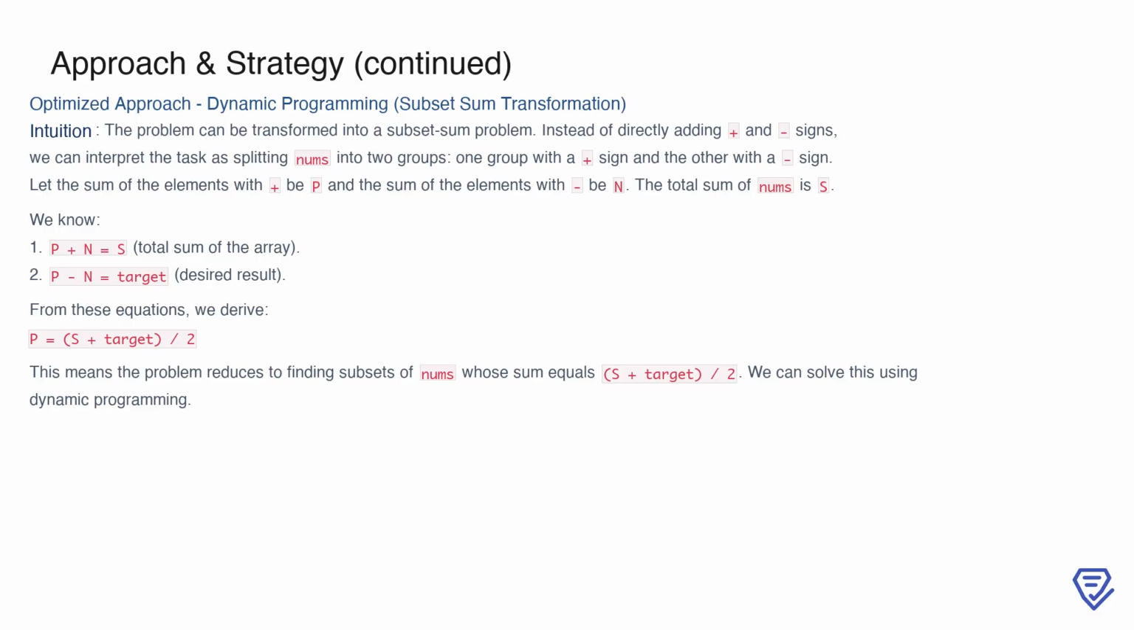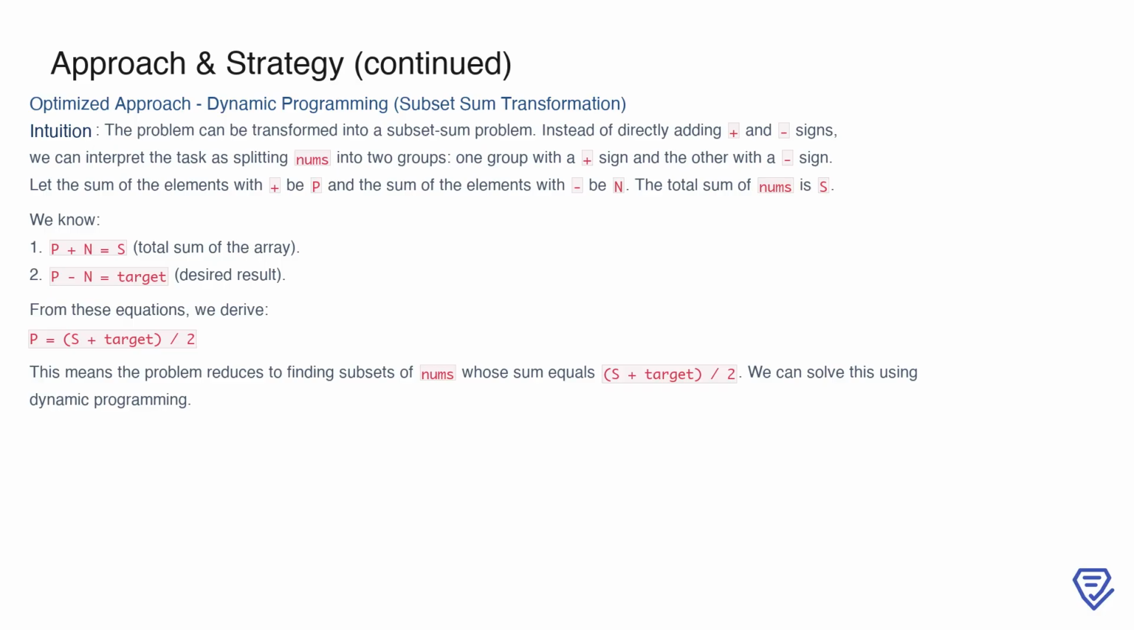Here's the intuition: instead of explicitly adding or subtracting signs, we can think of splitting the array into two groups, one group with a positive sign and the other with a negative sign. Let's call the sum of the positive group P and the sum of the negative group N. The total sum of all elements in the array, S, satisfies the equation P + N = S. Additionally, since we want the difference between P and N to equal the target, we know P - N = target.